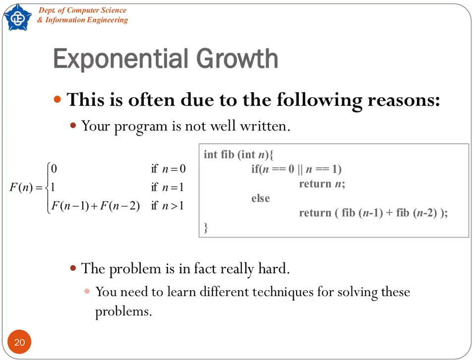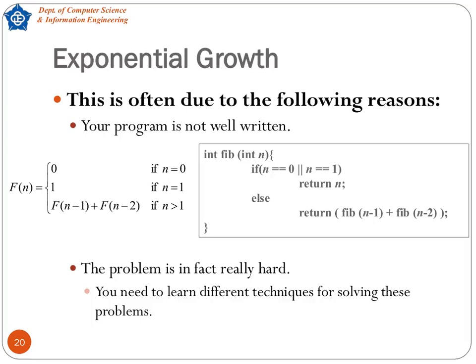Because each call spawns 2 more calls, the total number of calls, and therefore the running time, doubles at each level. Pretty soon, even moderately large n becomes completely impractical. To solve this efficiently, we need to avoid all those redundant computations by using techniques like memoization or bottom-up dynamic programming.